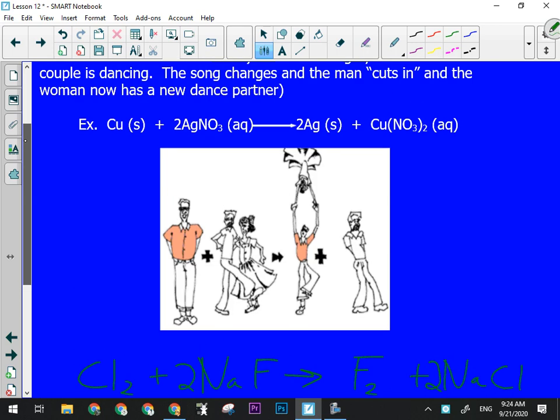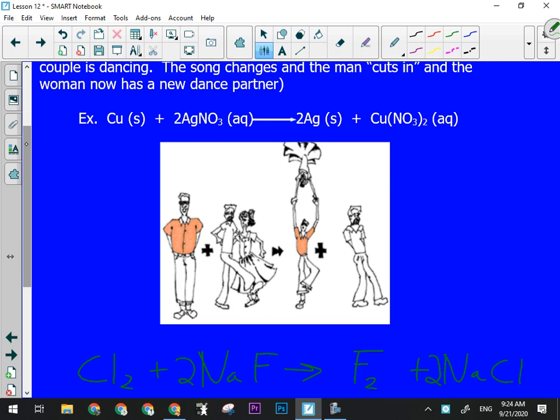All right, so a single replacement reaction, like I said, something replaces something else, but they always replace what they're like. So in this case here, you have a person by themselves and this couple dancing, and a little while later, the other guy is by himself, and now it's a different couple dancing. Now, chemistry is old-fashioned. The guy has to replace the guy. Chemistry is old-fashioned.